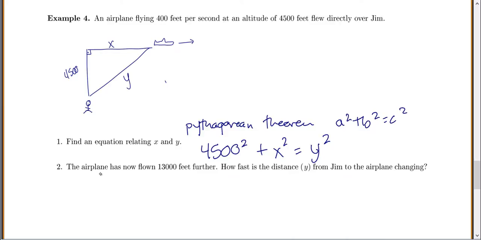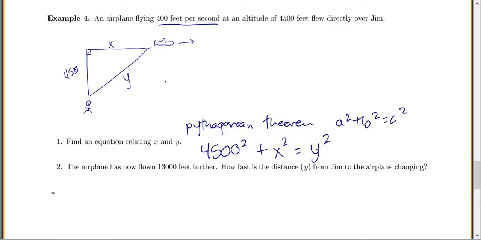Let's see. And then it says the airplane has now flown 13,000 feet further. How fast is the distance from Jim to the airplane changing? And so it's asking us to find a derivative. And up above, it told us that we have an airplane flying at 400 feet per second. That's another rate. So we have a rate, and it's asking us to find another rate, so related rates.